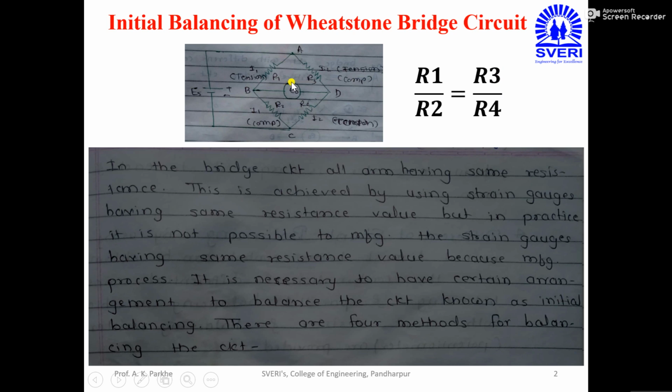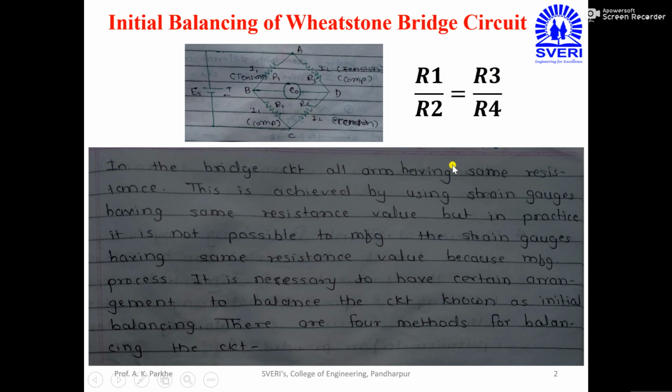And sometimes if any resistor or any strain gauge has a different value, we have to change that strain gauge resistance by using a variable resistance, and that particular process is called the initial balancing of the Wheatstone bridge circuit. So this is the basic definition of bridge balancing, and for that bridge balancing, every Wheatstone bridge circuit has to satisfy this particular condition.